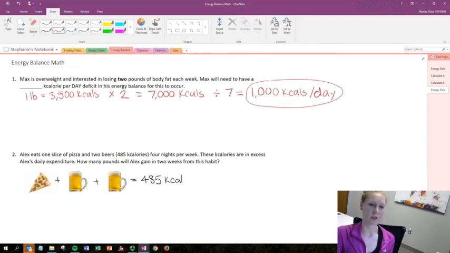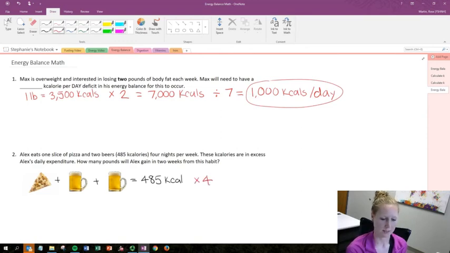All right, question number 2, on the other hand, is when we are consuming more and in a positive energy balance, how much weight are we going to gain? So we see that Alex here eats one slice of pizza and two beers, and we're given that that is a total of 485 kcals, and he does this four nights a week. So if this is an excess of his daily expenditure, how much is he going to gain from this habit in 2 weeks? So to start with, we're going to take this 485 and multiply it by 4, since we're told that he does this 4 times a week in excess.